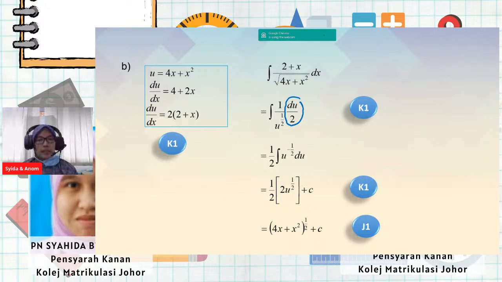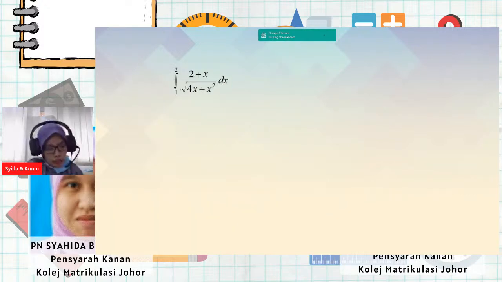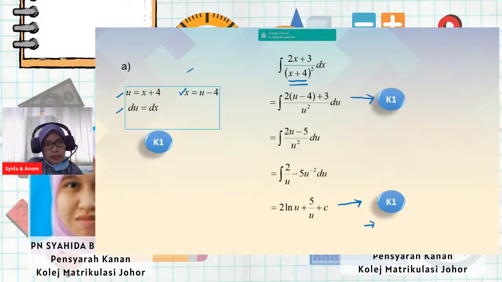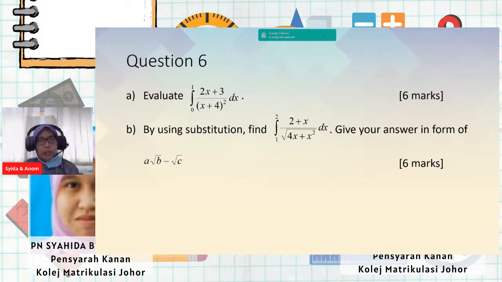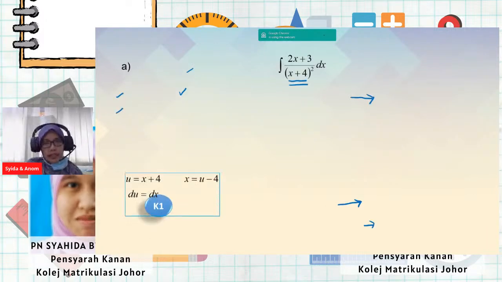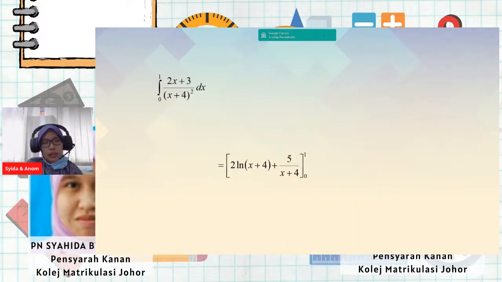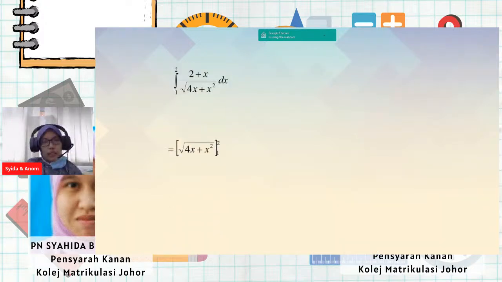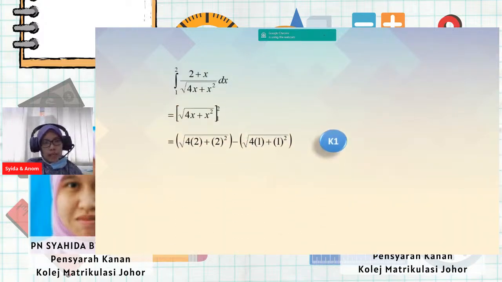Okay, question 7, last question. Oh, sorry. The question asks, by using substitution, give your answer in the form of A root B minus root C. Then substitute the upper limit minus the lower limit. Upper limit minus lower limit. Then give the answer in root form. So 2 root 3 minus root 5. Okay, last question.